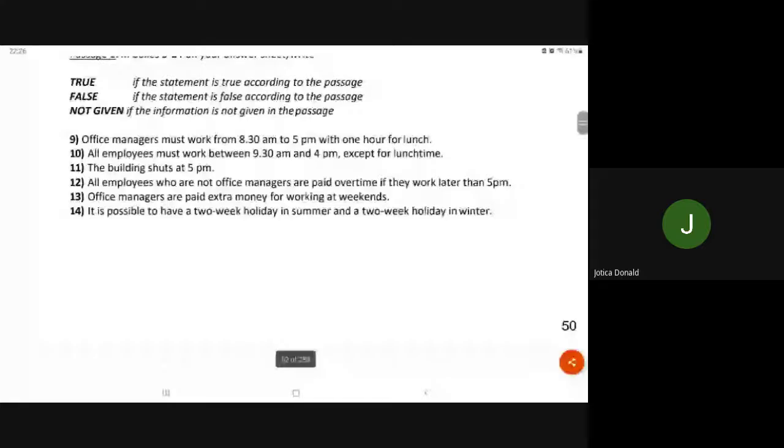So now listen very carefully. एक word को we will translate. Is it possible to have a 2 week holiday in summer and a 2 week holiday in winter? क्या ये possible है कि 2 week का holiday summer में ले ले और 2 week का holiday winter में ले ले?